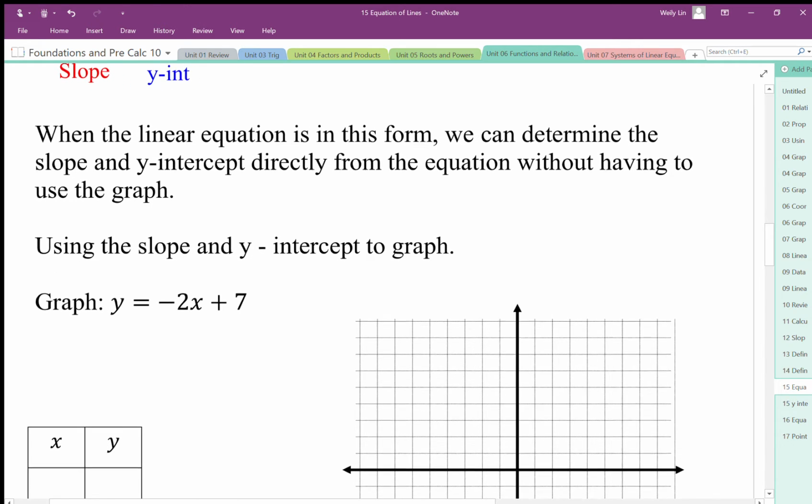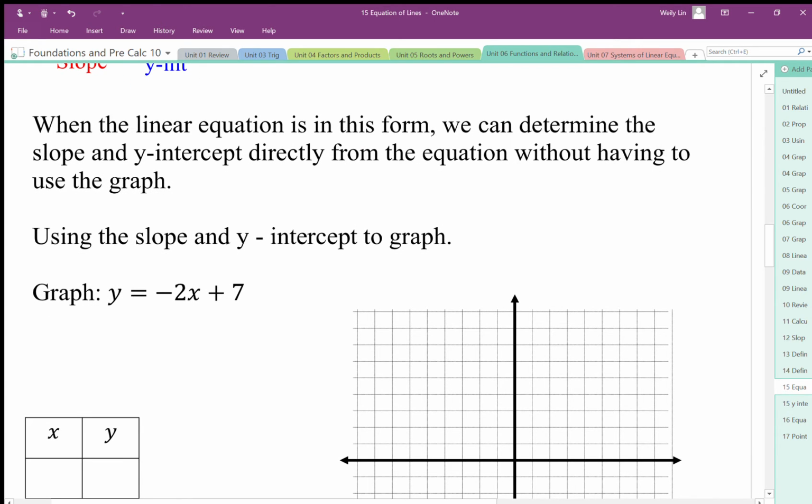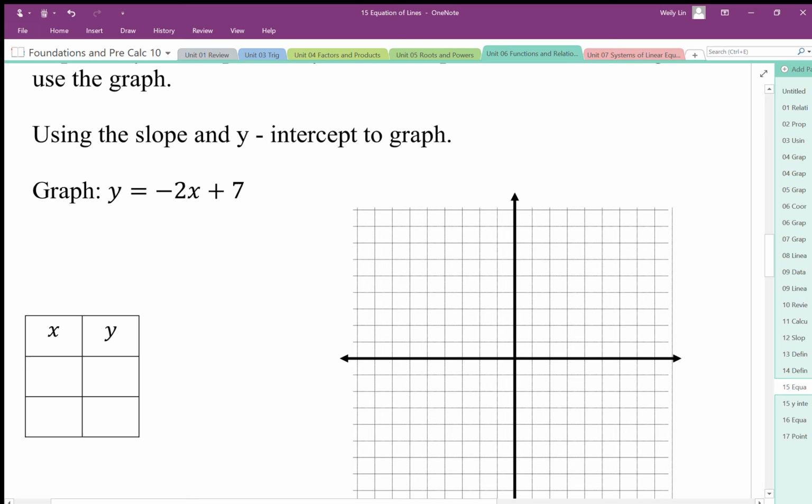So when the linear equation is in this form, we can find the slope and y-intercept, which describes this line, and then we can use the slope and y-intercept to graph this. Okay, so if I look at this line here, I've got a y-intercept of plus 7, so 1, 2, 3, 4, 5, 6, 7. I know it starts when x is 0, y is 7. I can use my slope as my progression, so 1 over 2 down, 1 over 2 down, 1 over 2 down, and that gives me the progression of this line, or the slope.